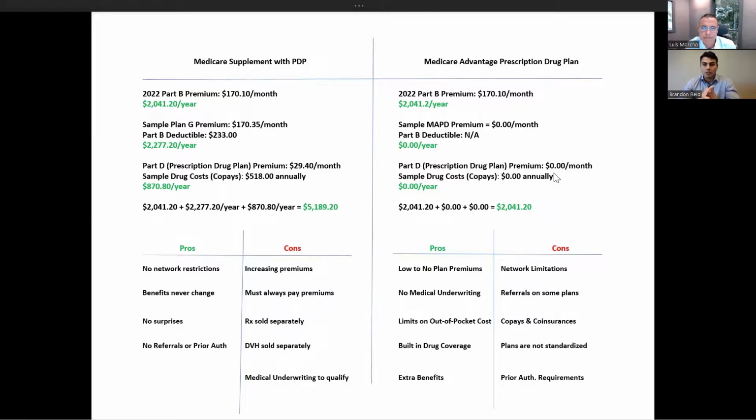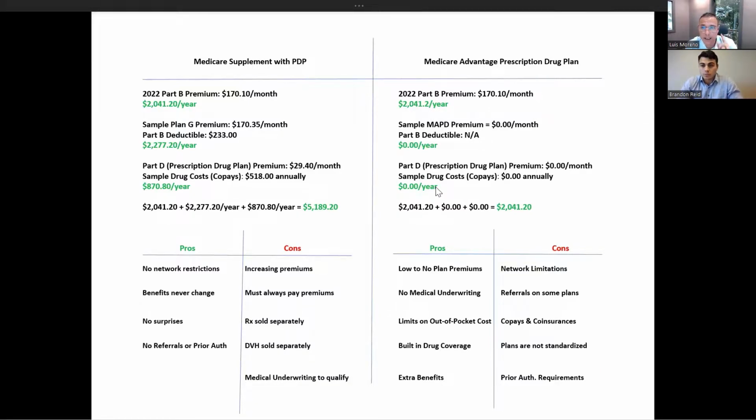Whether it's WellCare using CVS Caremark, right? Aetna, United Healthcare, Humana using CenterWell Pharmacy, and like we said, United Healthcare in this case, Optum Rx mail order pharmacy. Able to bring the drug cost down to $0 too.